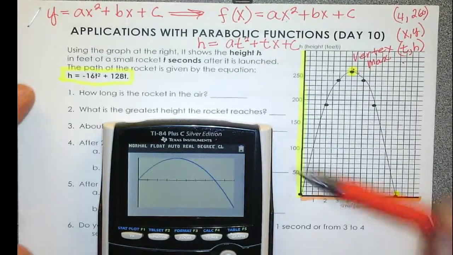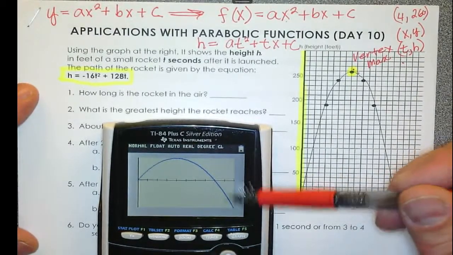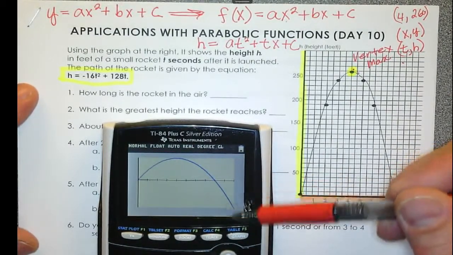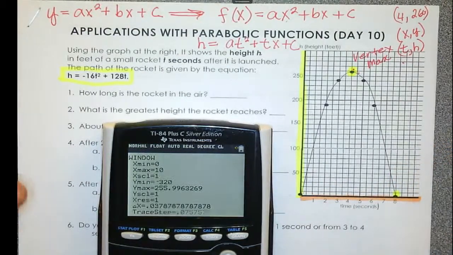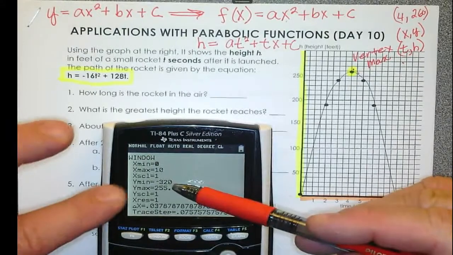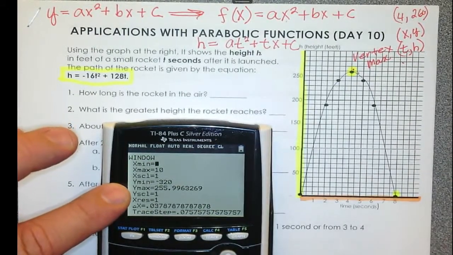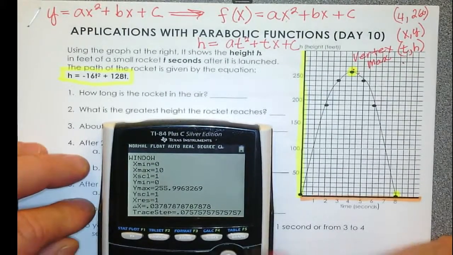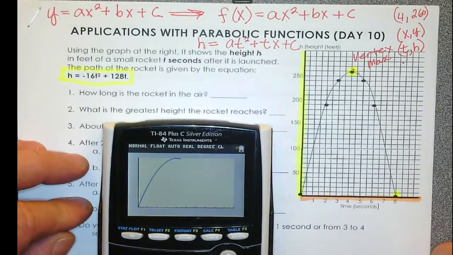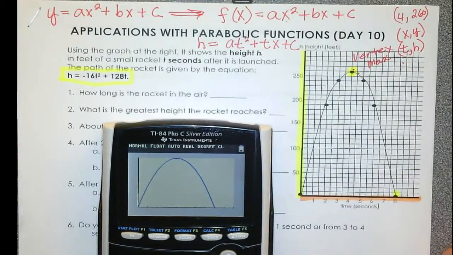Bless you, my son. Now, for some reason, I've got my negative y's in there still. So I'm going to go back to my window. It gives me a y min of negative 320. I'm going to put that back down to 0, because I don't care about negative underneath ground. I hit my graph, and lo and behold, it looks like my picture.